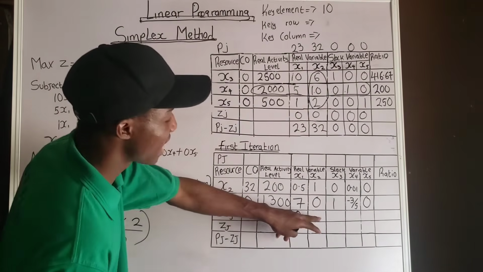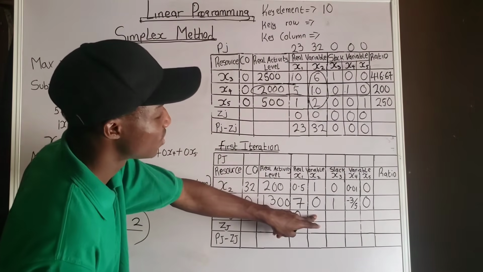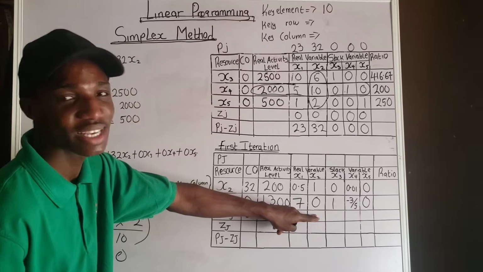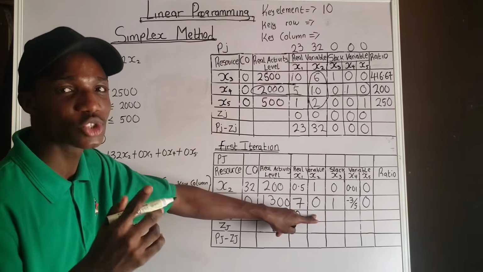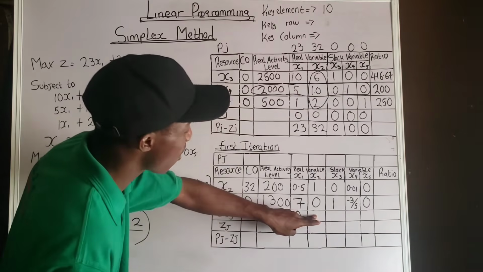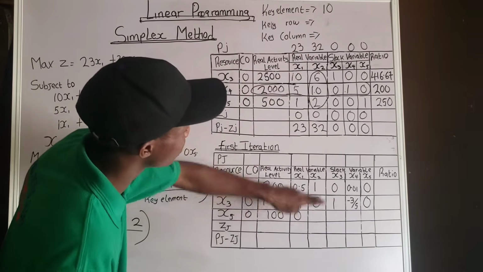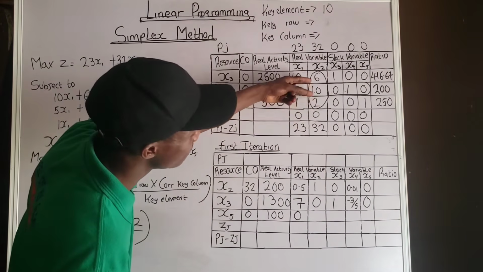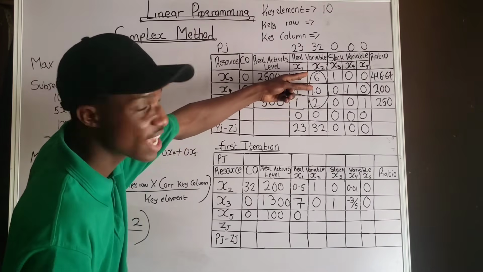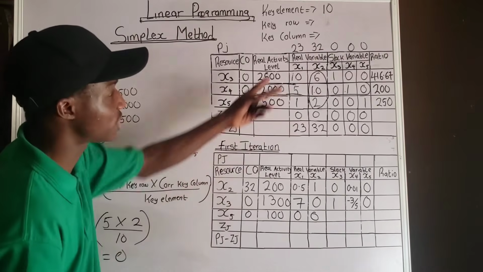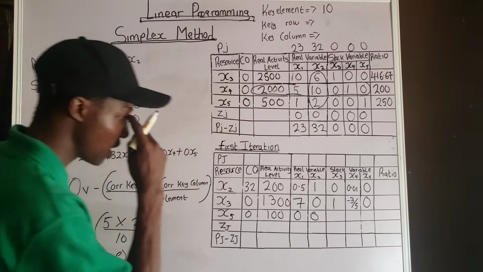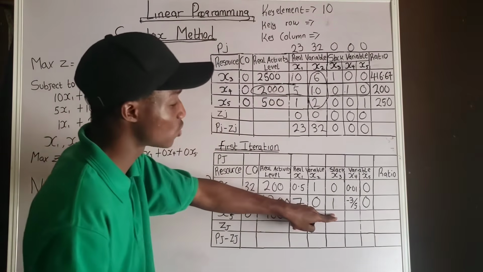So the new value of these cells is what? 0. So to get the new value of these cells, don't forget that I told you that every element that is below or above our key element, their new value is always what? 0. So therefore, the old value is what? 2. And you can see that this element falls under the key element, which is 10. So the new value is what? 0. You can proceed to check as I check for 6. The new value is always what? 0. Now let us proceed to the next cells.